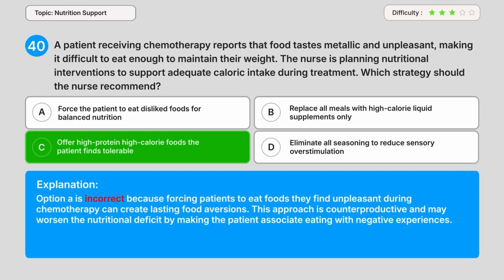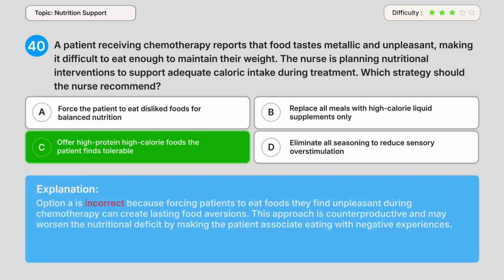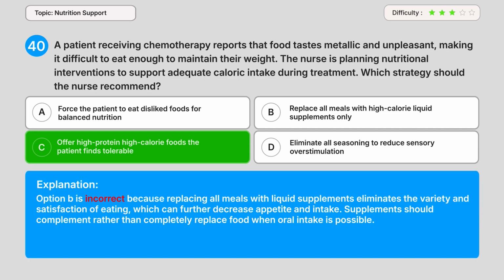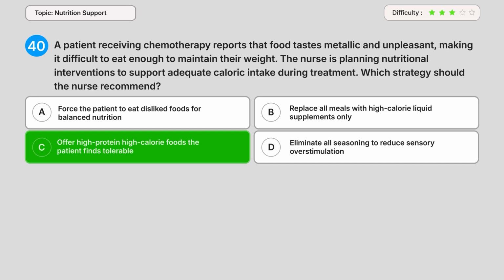Option A is incorrect because forcing patients to eat foods they find unpleasant during chemotherapy can create lasting food aversions. This approach is counterproductive and may worsen the nutritional deficit by making the patient associate eating with negative experiences. Option B is incorrect because replacing all meals with liquid supplements eliminates the variety and satisfaction of eating, which can further decrease appetite and intake. Supplements should complement rather than completely replace food when oral intake is possible.